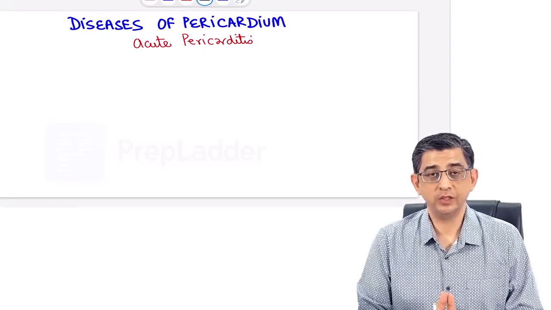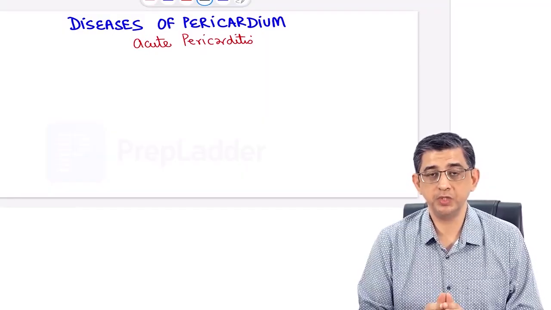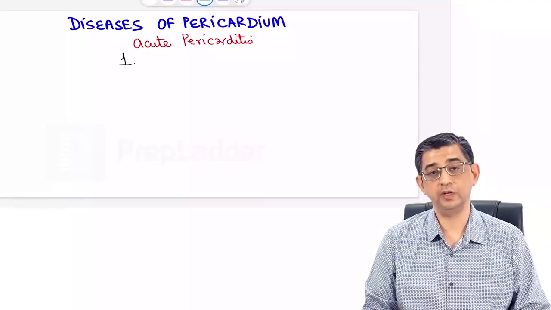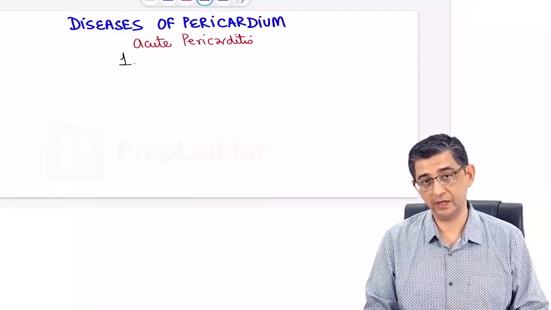Hi guys, welcome back. The next topic we're studying is diseases of the pericardium, and the first one that I'll explain to you is acute pericarditis. When I ask about the causes of acute pericarditis in a face-to-face class, the usual answers that I get are tuberculosis and rheumatic heart disease.